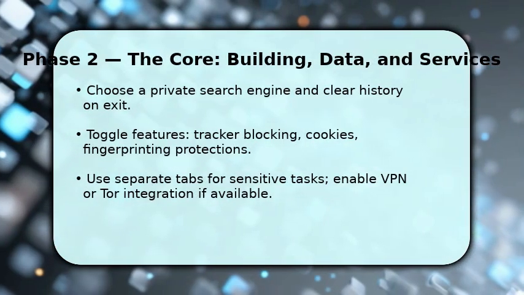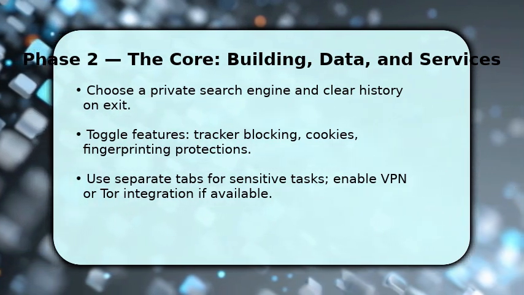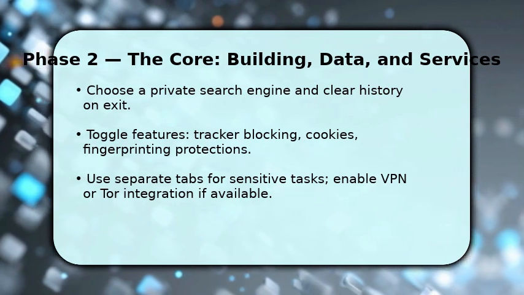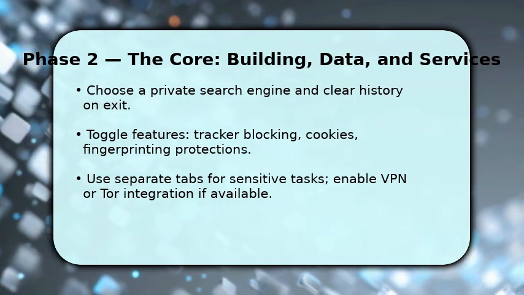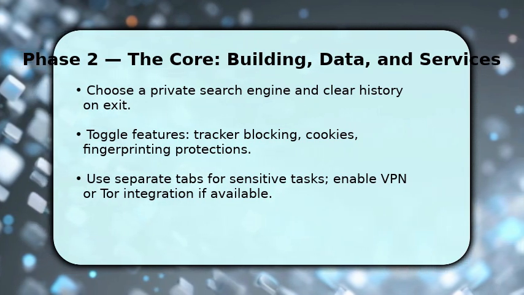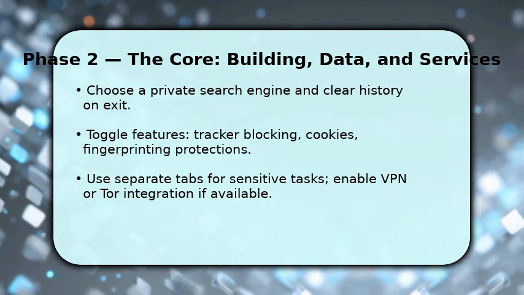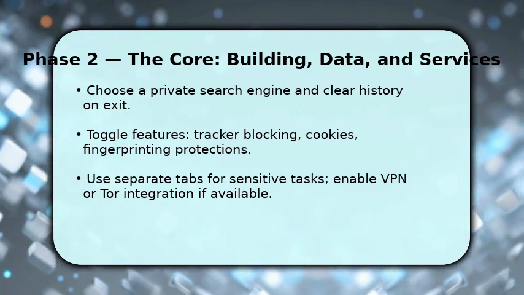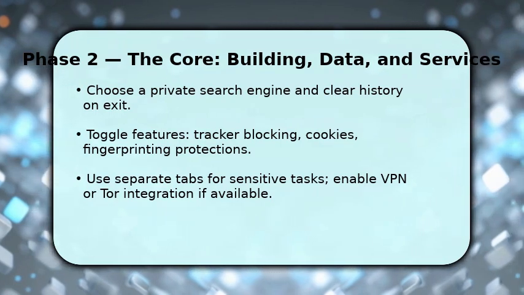Now begin using the app with privacy-first settings. Select a private search engine and configure tracker and cookie controls. Turn on fingerprinting and script protections to reduce device fingerprinting. This makes you harder to track across sites. Open a fresh private tab for sensitive accounts and consider connecting the app to a VPN or Tor bridge if you need stronger network privacy. Make sure to close tabs and clear temporary data when finished so local traces are removed immediately.